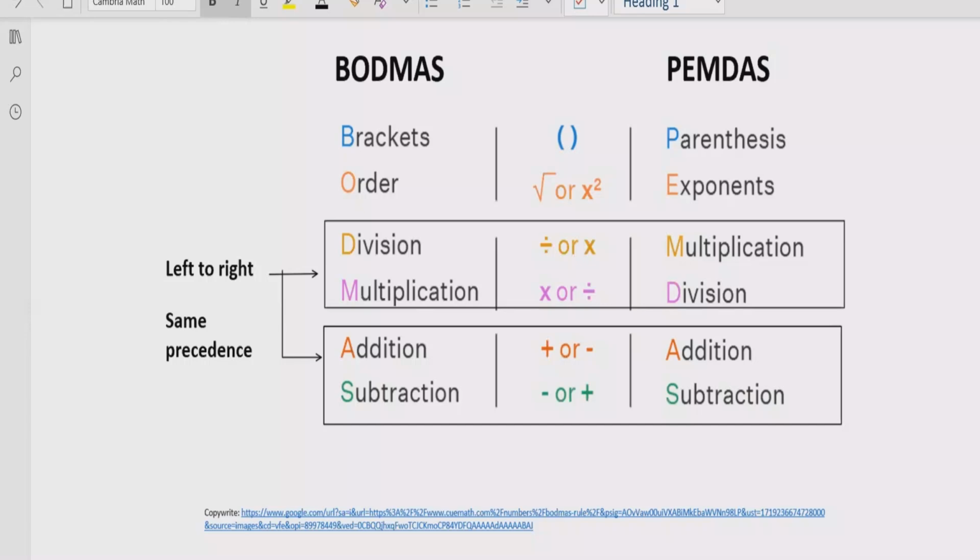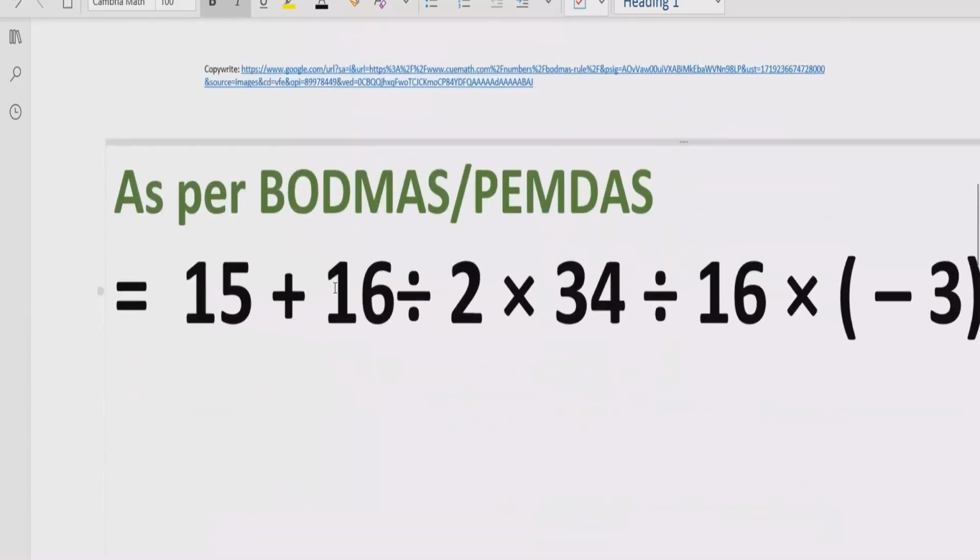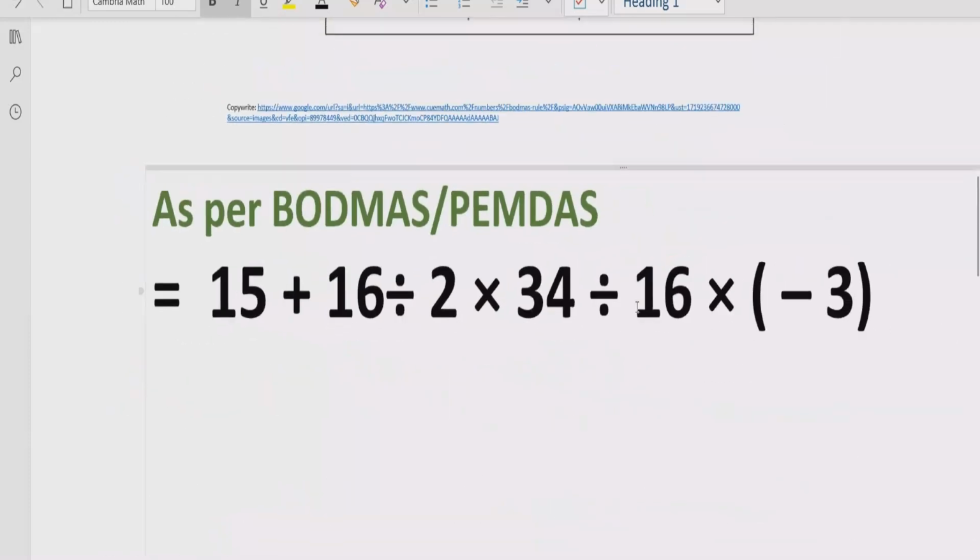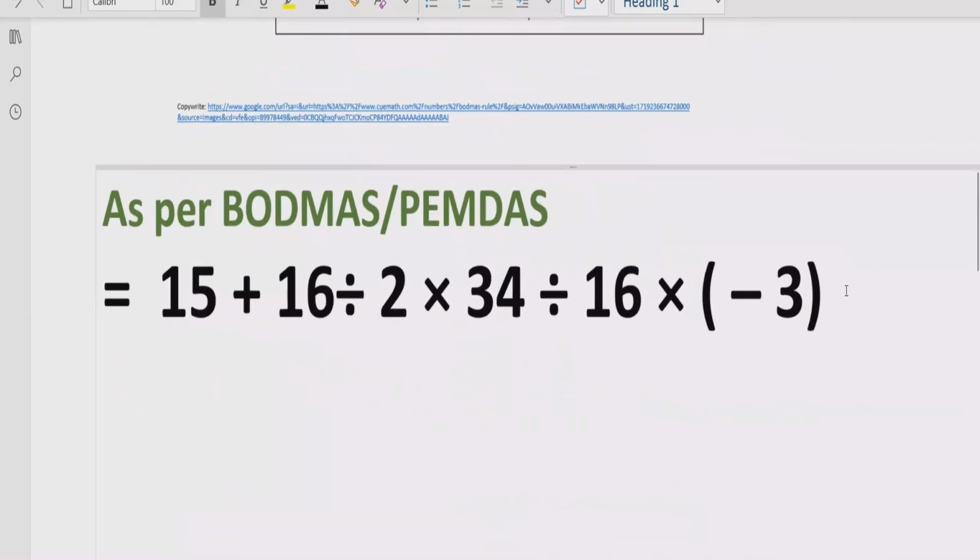Step number 3 is you have to solve division and multiplication. Both have similar precedence, so you can solve whichever is coming first. Similarly, for addition and subtraction, we have the same. We can solve addition first if it is coming first, and we can solve subtraction first if it is coming first. Now, move forward and solve the given expression.